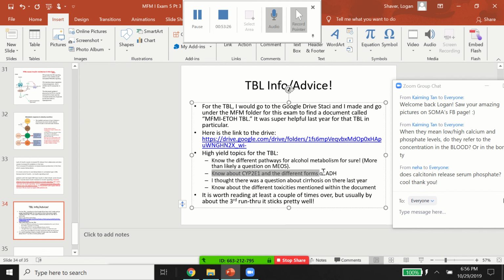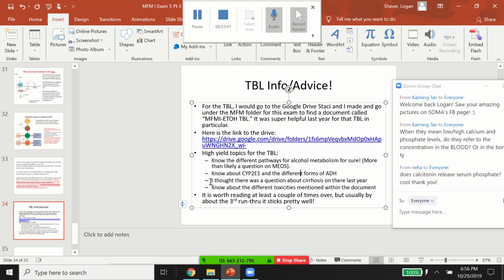Know about specific CYP enzymes. You have to know specifically that CYP2E1 helps break down alcohol. Now there are also different forms of ADH. You also should know those because we had a question about that as well.